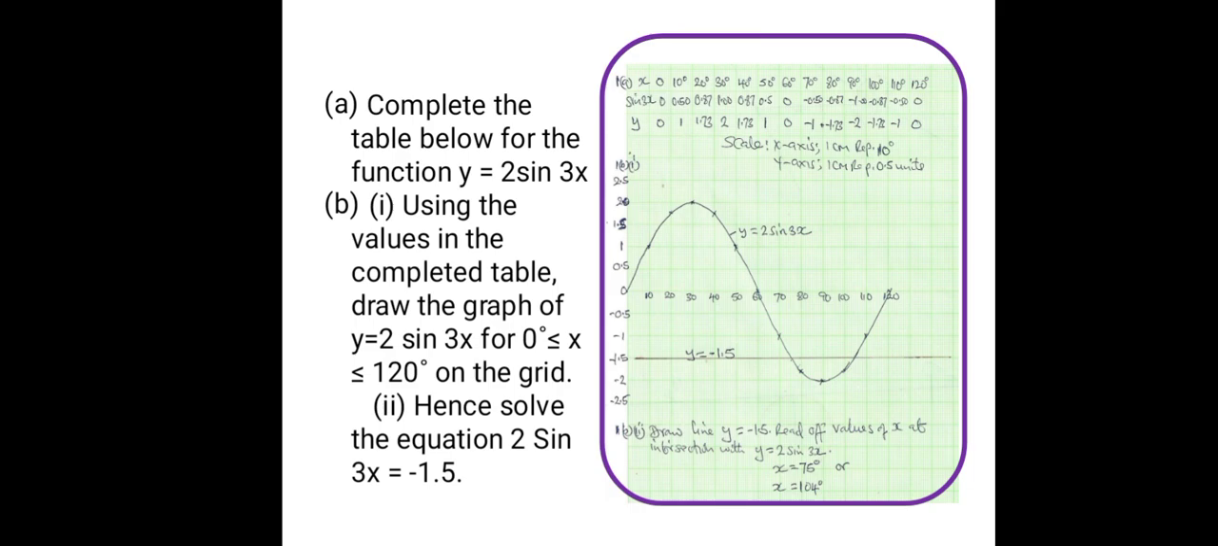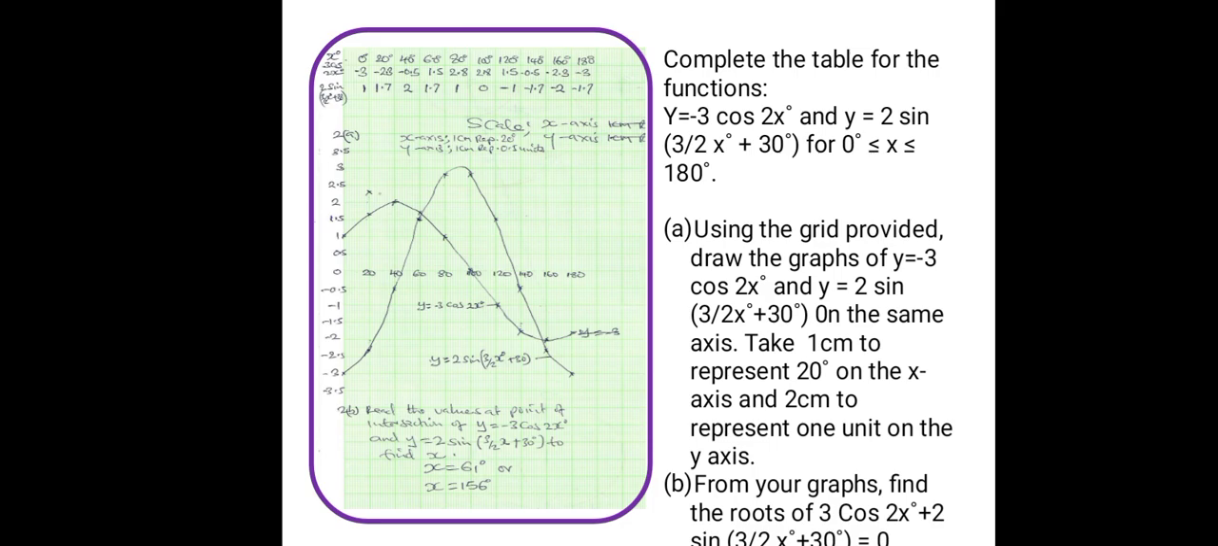B1. Using values in the completed table, draw the graph of y = 2 sin 3x for the range between 0 degrees and 120 degrees on the grid. 2. Hence solve the equation 2 sin 3x = -1.5.